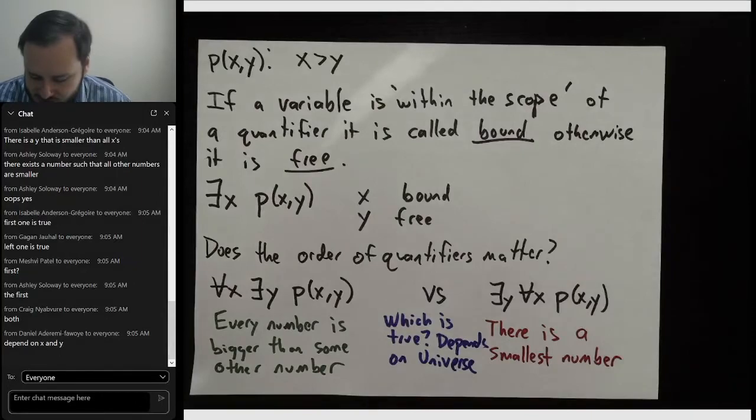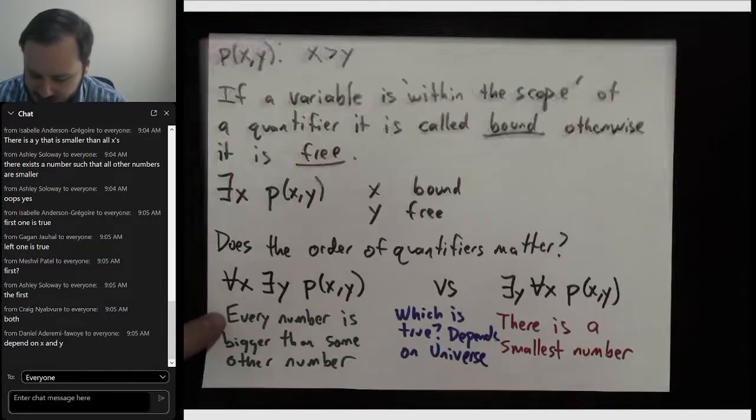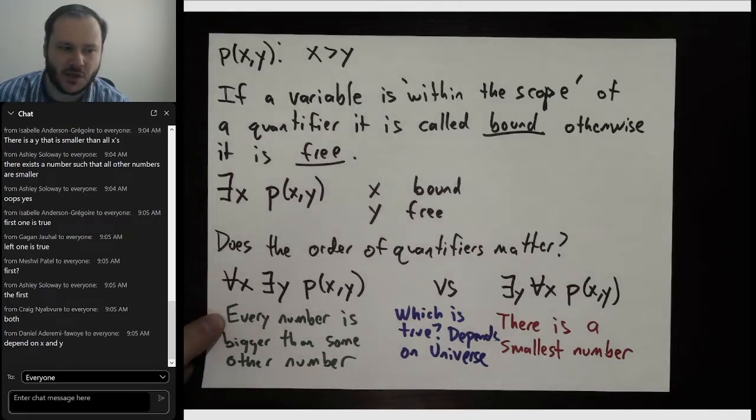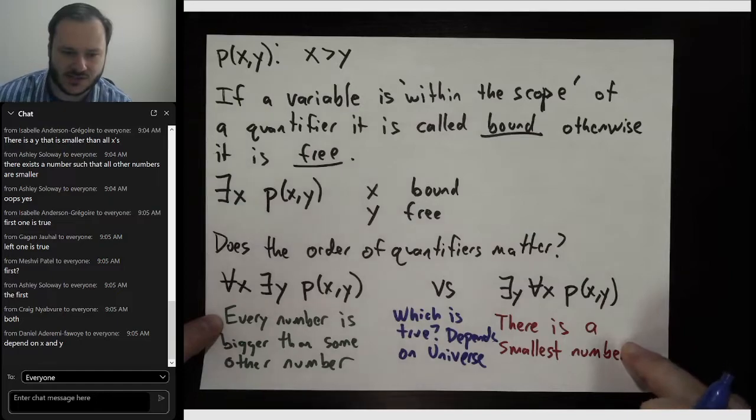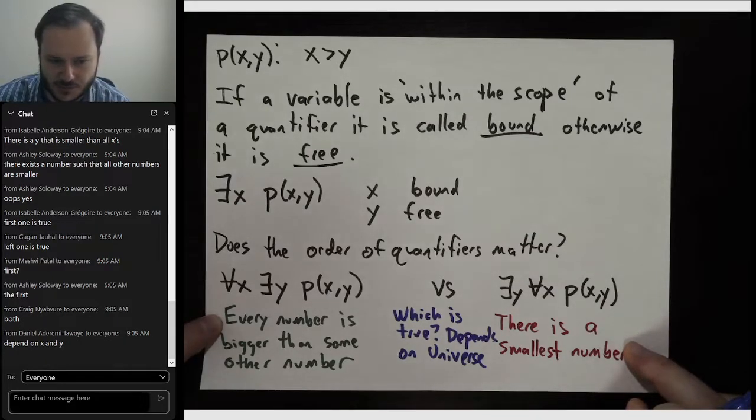If my universe is the real numbers, then this statement is true. You can always have a smaller number. Just go more and more negative. This one is false. There is no smallest number.